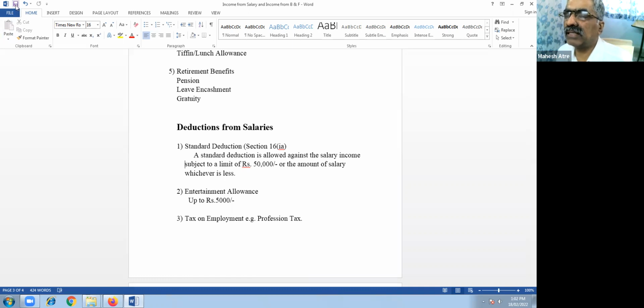Suppose an employee gets 40,000 per month as salary, multiplied by 12, that is 4,80,000 as his salary income. We write income from salary 4,80,000. Then we deduct the standard deduction of 50,000, and in the outer column we write 4,30,000. So every employee gets the deduction we call the standard deduction, of rupees 50,000.